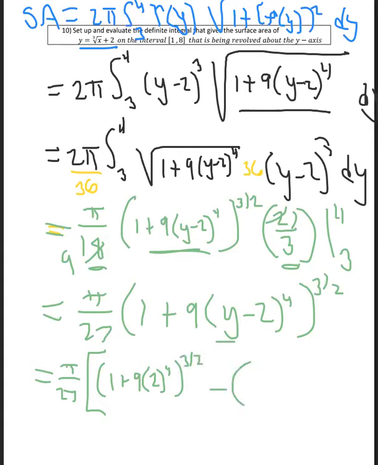We're plugging in a 3. 1 plus, if we plug in a 3 over here, that just becomes 9 to the 4th. I'm just going to make sure it didn't mess anything up. Plus 9 to the 4th, all to the 3 over 2.